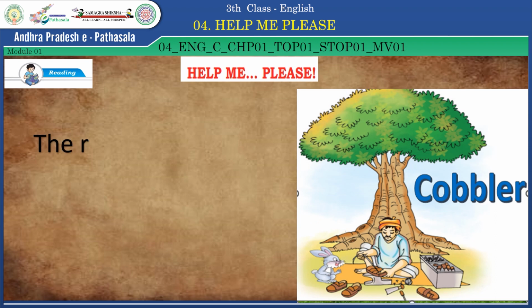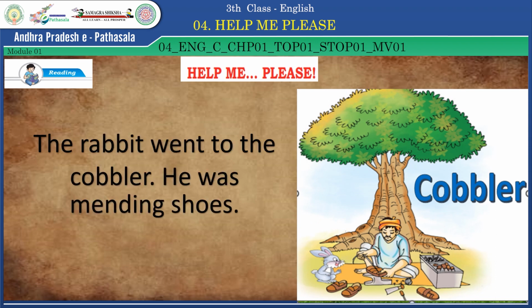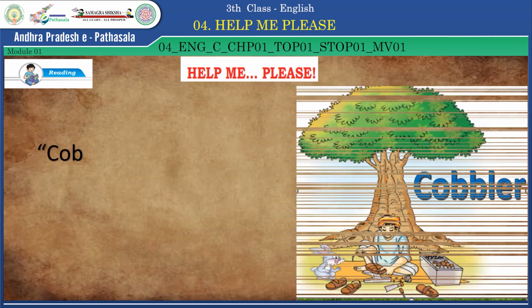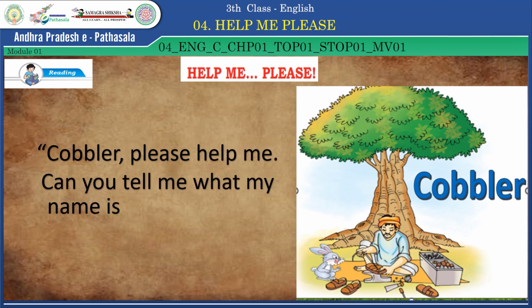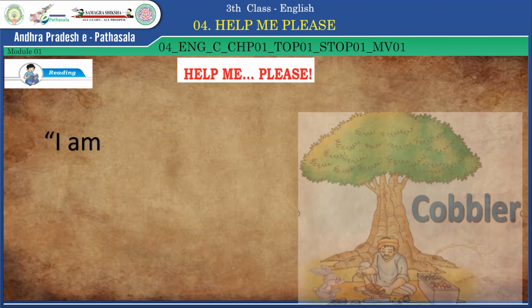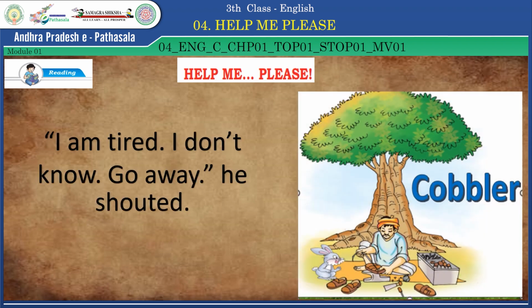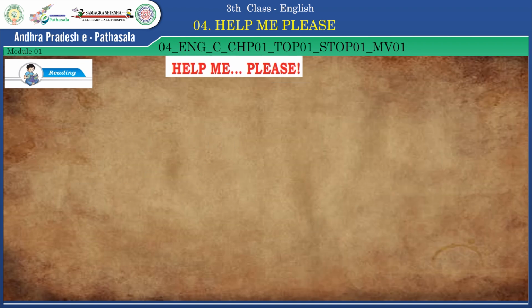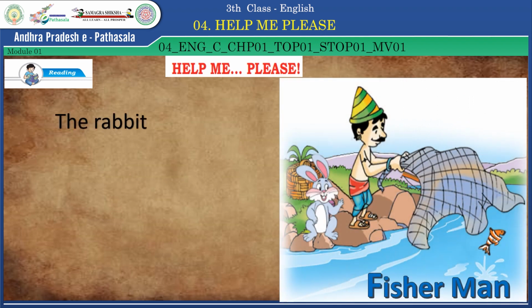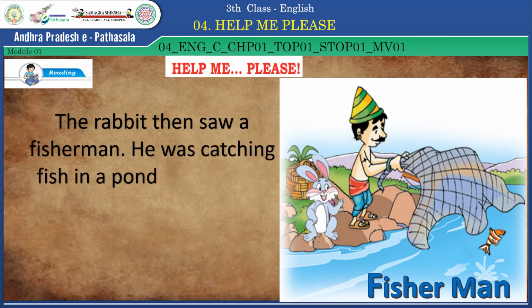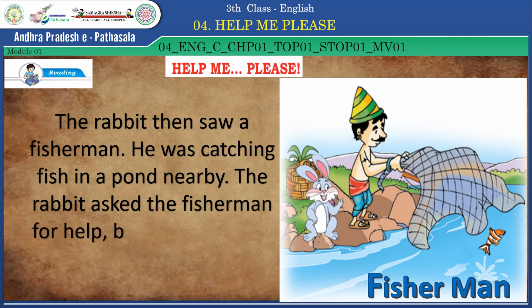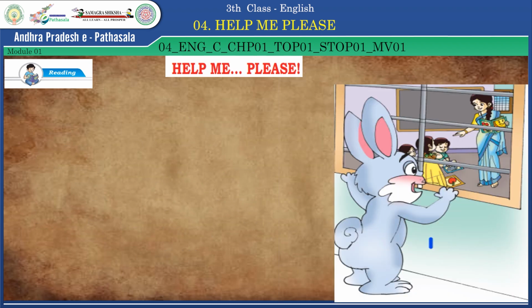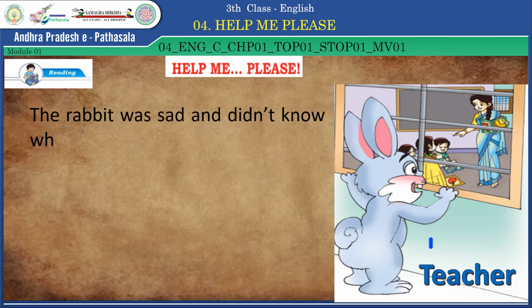The rabbit went to the cobbler. He was mending shoes. "Cobbler, please help me. Can you tell me what my name is?" the rabbit asked. "I'm tired. I don't know. Go away," he shouted. The rabbit then saw a fisherman. He was catching fish in a pond nearby. The rabbit asked the fisherman for help, but he too said, "I don't know." The rabbit was sad and didn't know what to do.